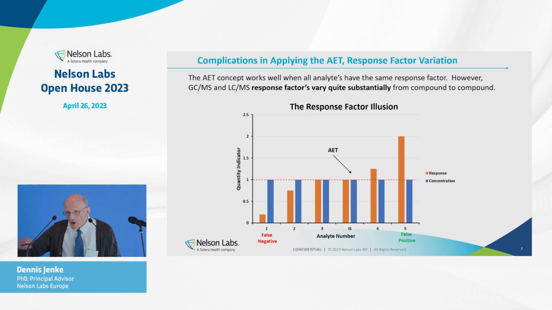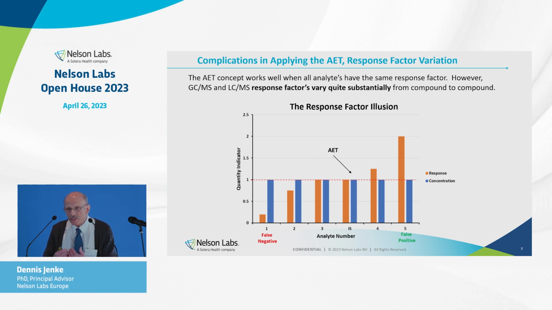In order to draw a line on the chromatogram, all those compounds have to have the same response factor. And unfortunately, it's a practical reality that that's not the case. I've got it illustrated here, and everybody's got to have their buzzwords. My buzzword is the response factor illusion. In this particular illusion, each one of those compounds is present in the extract at the same concentration. And that concentration just happens to be the AET.